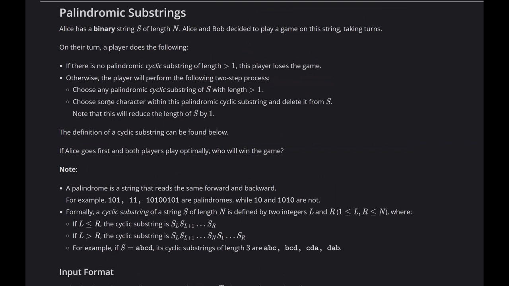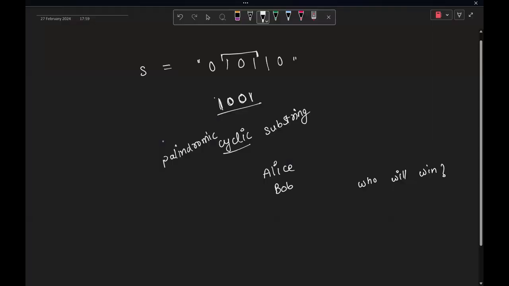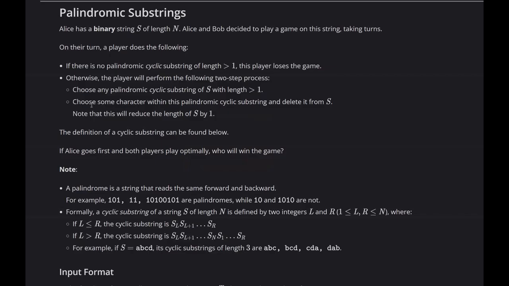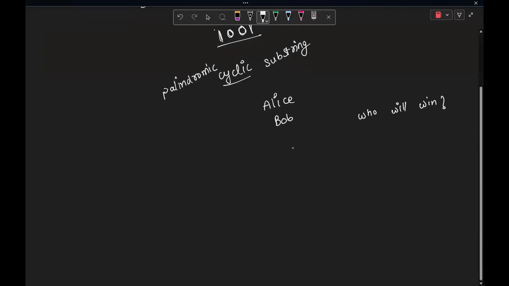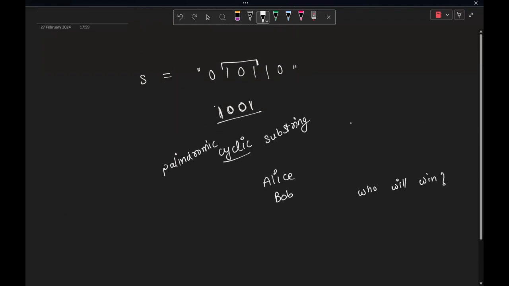They have mentioned it here that they will have to choose a palindromic cyclic substring first of length greater than 1. By the way, this is also a palindromic cyclic substring, but it does not have a length greater than 1, so we can't choose it. And then they will have to choose some character within this substring and delete it from S. Since we are deleting one character, the length of the string will reduce by 1. So guys, now is the problem clear? Does anybody have any doubt here?